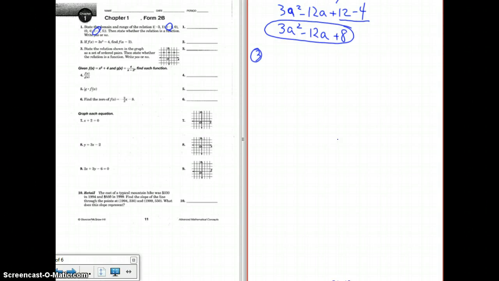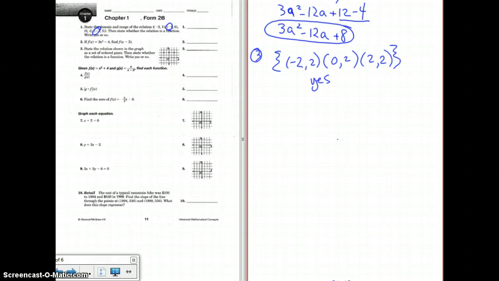Number 3, it says state the relation shown in the graph as a set of ordered pairs. So to do that, we just take the points and we write the ordered pairs for each one. So we have a point -2, 2. We have a point 0, 2, and 2, 2. And since no input value has more than one output value, it is a function, and that's yes.